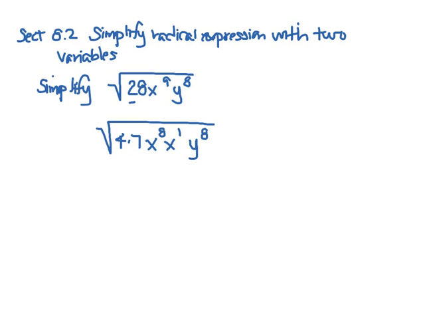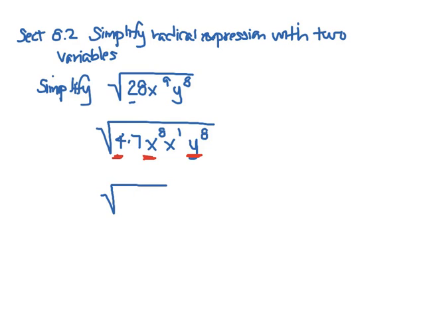Okay, so my perfect squares that I see inside the radical, inside the square root sign, is a 4, and then I have an x to the 8th, and I have a y to the 8th. So with those perfect squares, they can all come out. I can take the square roots of them, and they can come out, and we'll see what's left on the inside and what can come out.